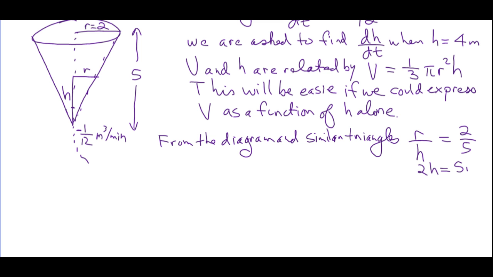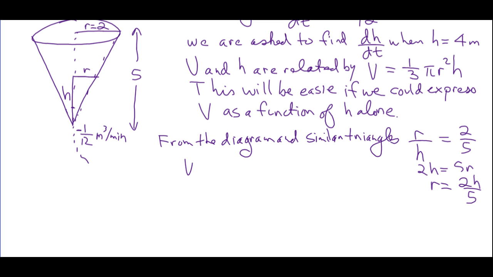2H is 5R. So H is actually, sorry, we don't want H, we want R, right? So we want to get rid of the R, so R is 2H/5. Where I see R in the original formula, I can replace it with 2H/5. And now the right-hand side will be 1/3 pi, and then we'll just have H's, right? Then we'll take the derivative with respect to t of both sides, and we can solve the problem.